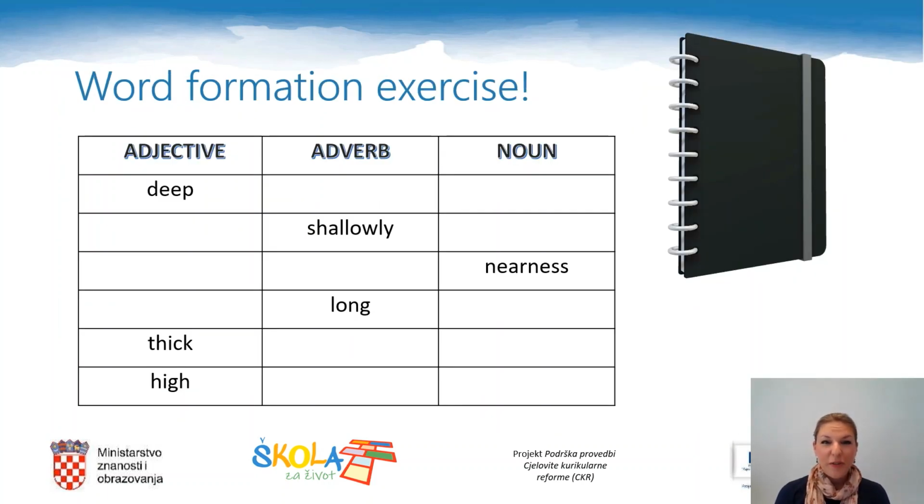I hope that you have been successful. Now it's time to take your notebook and copy this table with words frequently used for measuring in geography. There are three parts of speech in the table: adjectives, adverbs, and nouns. One word is given in each row, and you have to fill in the missing words. Use a dictionary if necessary. You can pause the video now.